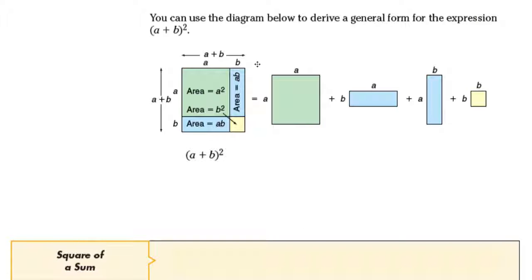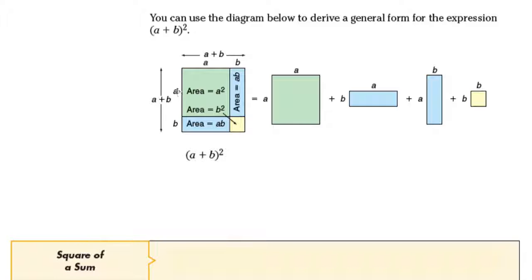You can use the diagram below to derive a general form of the expression (a plus b) squared. So remember, when you're talking about multiplication of polynomials, you're basically multiplying them so that you get the length and the width, and then you get a rectangle or a square. Since this is the quantity a plus b squared, it simply indicates that you're going to end up with a square, where one side is a plus b and the other side is a plus b as well. And if we draw it out, look what's going to happen.